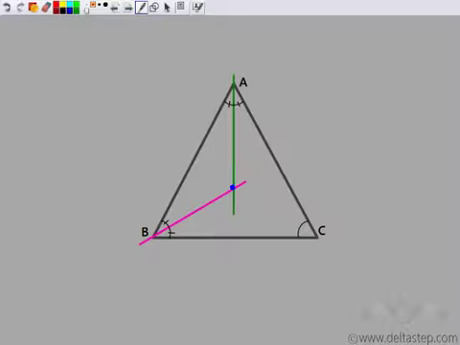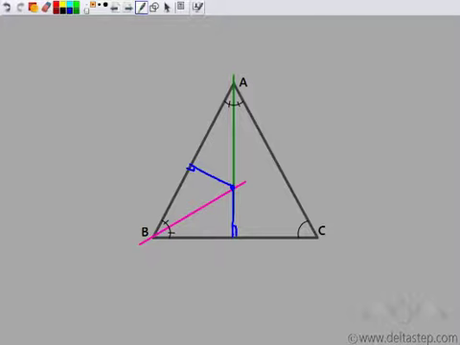Now this point is on this angle bisector, which is the pink one. If this lies on this pink angle bisector, then that means it should be equidistant from the lines which are forming this angle, which is BA and BC. So the perpendicular distance from this point to the sides BA and BC should be the same.